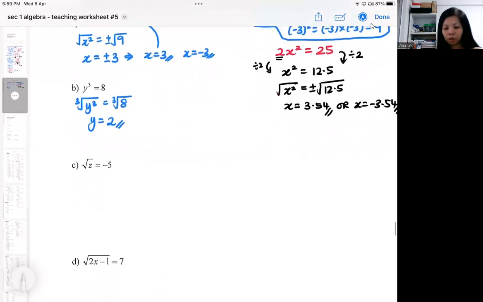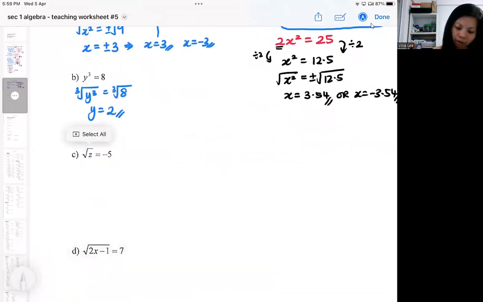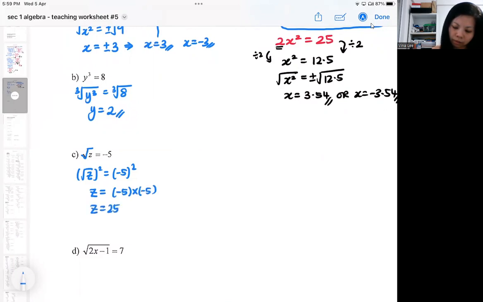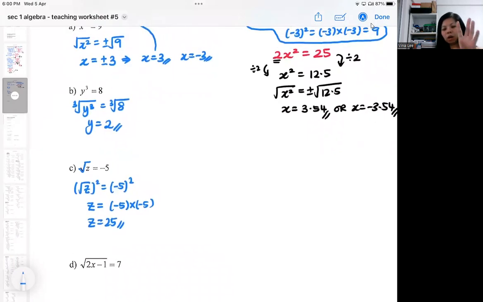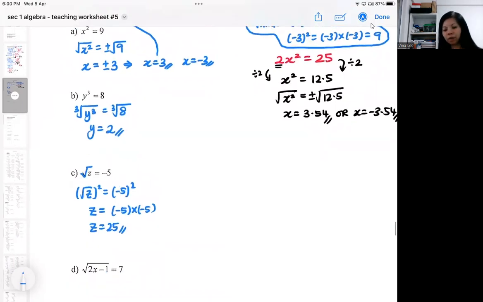Then what happens when there is a square root? Like part C, there is a square root. You square both sides. Squaring will remove the square root, and directly you get your two answers. So that's the idea: if it's a square root, you square both sides. If it's a square, you square root both sides. It's kind of like the reverse of each other.